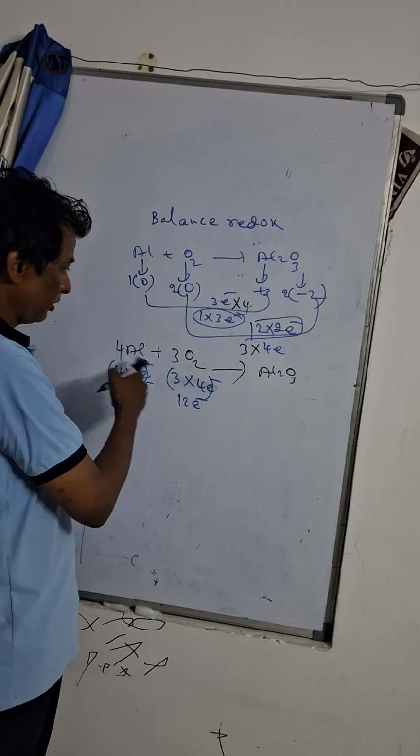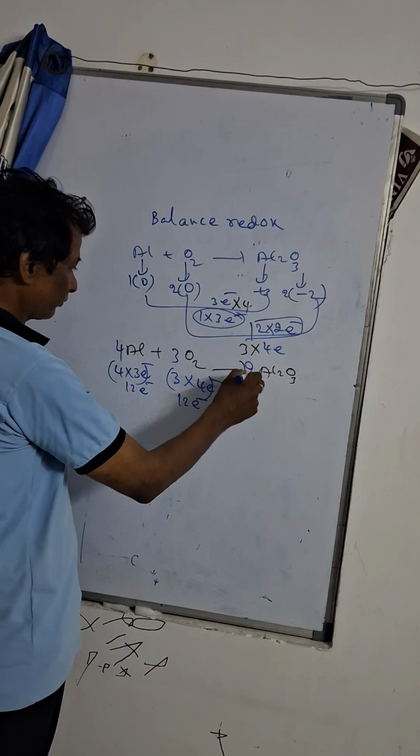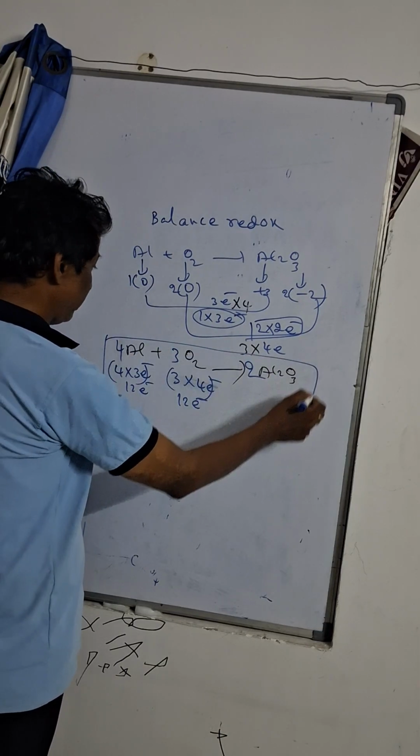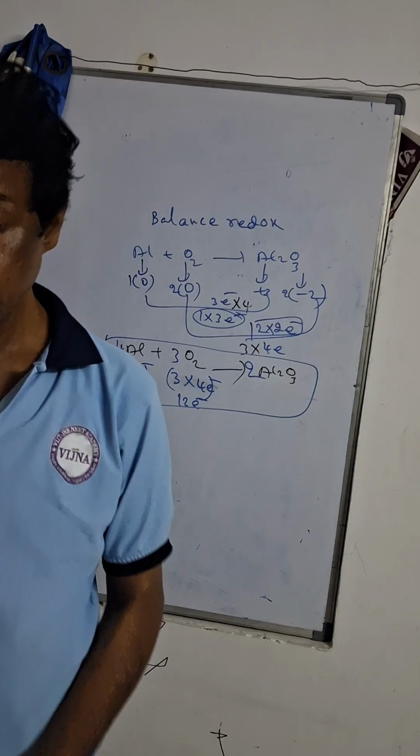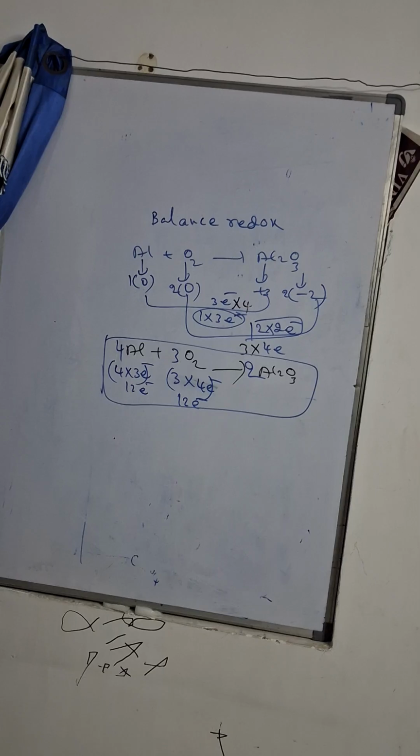Here how many aluminums? 4 aluminums. Everything is balanced. See carefully. First thing, how many electrons are involved here? That is important. How many electrons?